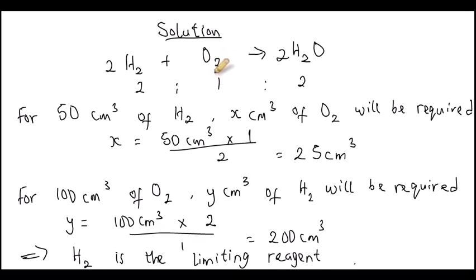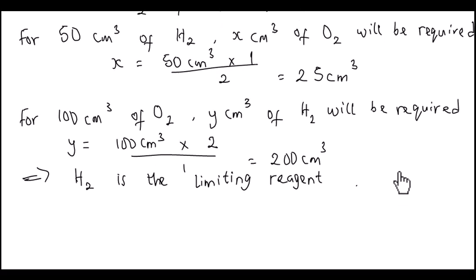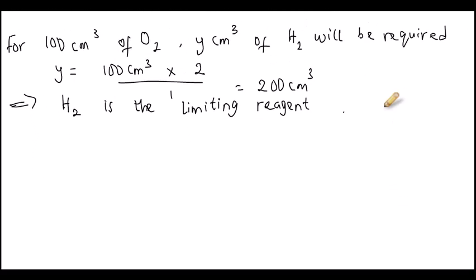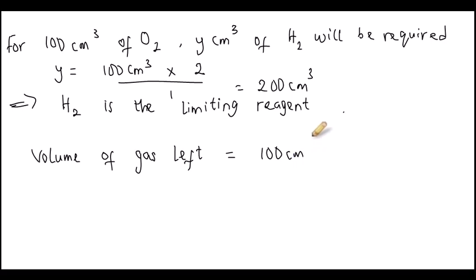Do not forget that the steam produced is being absorbed by the anhydrous calcium chloride, which is acting as a drying agent in the reaction. Let's proceed to calculate the volume of oxygen in excess, that is, the volume of gas left. So volume of gas left equals the initial volume given, which is 100 cm³, minus the volume that took part in the reaction.